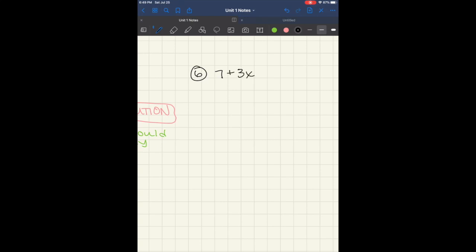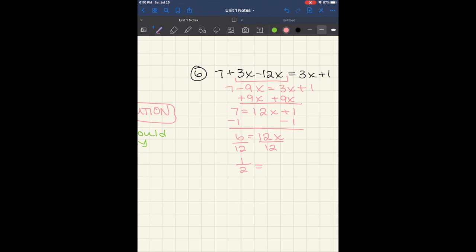So for this one, we've got 7 plus 3x minus 12x equals 3x plus 1. We combine like terms first. Then I'm going to add 9x to both sides. Obviously, you could subtract 3x too. Subtract 1 from both sides. I get 6 equals 12x. And then I divide both sides by 12, getting 1/2 as my answer. Make sure you simplify your fractions.